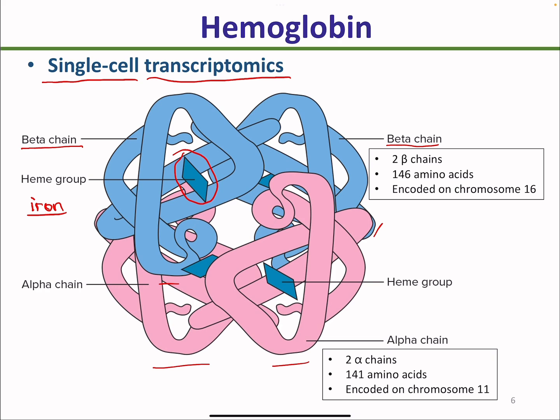A beta chain of hemoglobin is going to be made up of 146 amino acids, and the genes responsible for the production of the beta chain of hemoglobin are carried by chromosome 16. Okay? The second chain of hemoglobin is going to be the alpha chain. Now, the gene for the alpha chain is going to be carried by chromosome 11, right? A functional hemoglobin in an adult is going to have 2 alpha chains. Each of the alpha chains is made up of 141 amino acids.